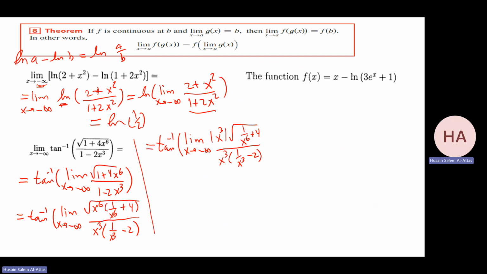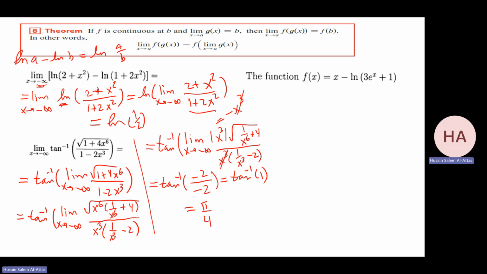Okay. This one is what? Since x goes to minus infinity, that will be minus x cubed. So cancel x cubed with x cubed. Now take the limit. That will be tan inverse of minus 2 over minus 2. It's minus root of 4, which is 2, over minus. That will be tan inverse of 1, and that is pi over 4.